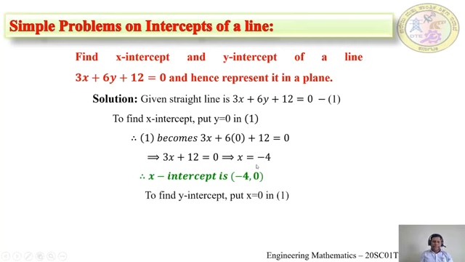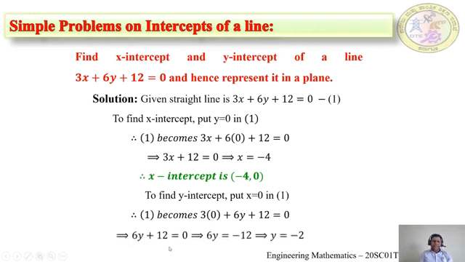Similarly, we will find the y-intercept. To find the y-intercept, put x equal to 0 in equation 1. So in equation 1, putting 0 for x, we get 3 into 0 plus 6y plus 12 equal to 0. Since we put 0 in place of x, this value becomes 0.